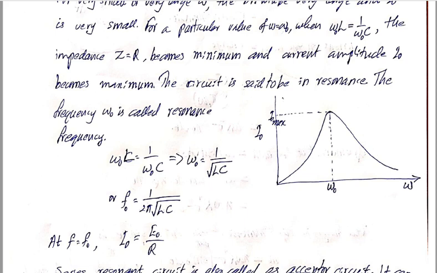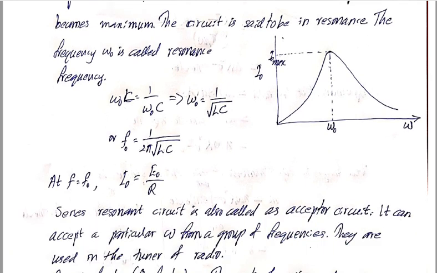If we draw a graph between the angular frequency omega and the peak value of current, we get a graph like this. The peak value of current increases as omega increases, and it becomes a maximum at the particular value called omega 0, the resonance frequency. After that, the peak value of current again decreases.